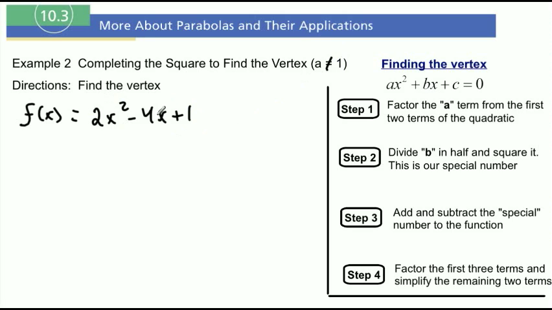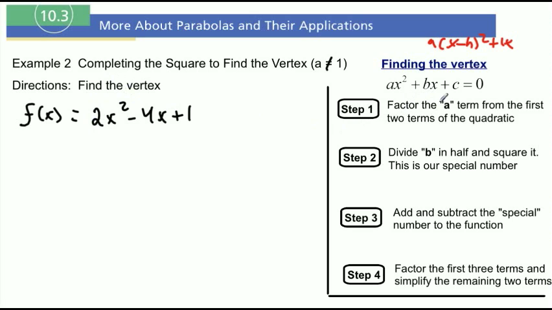So I have this quadratic, and again, I want to find the vertex. And my goal is to write this in vertex form. All right. And again, my vertex form is a times quantity x minus h squared plus k. This is the form that I want to write my quadratic in. So this is how you deal with these quadratics when your leading coefficient is not 1.